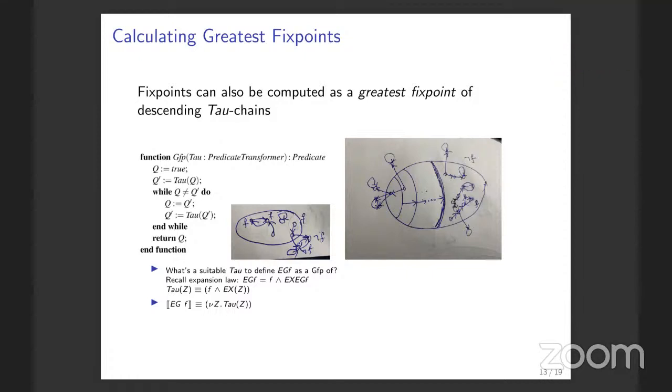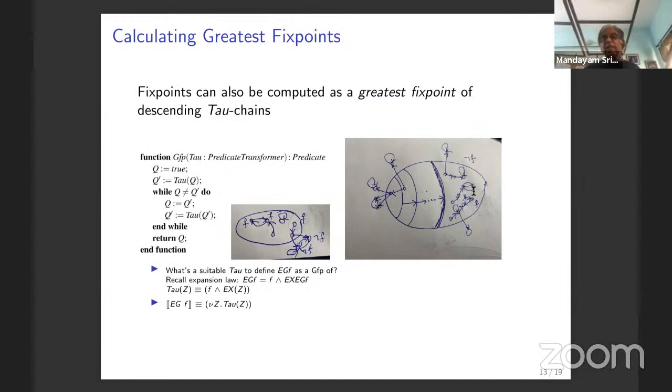That is the relationship. Visually, that's what EG of F should have. EG of F should not have any state that has no successor, in one or more steps, into something that satisfies F and Ex of F. And that's what you're getting rid of in each iteration of tau.